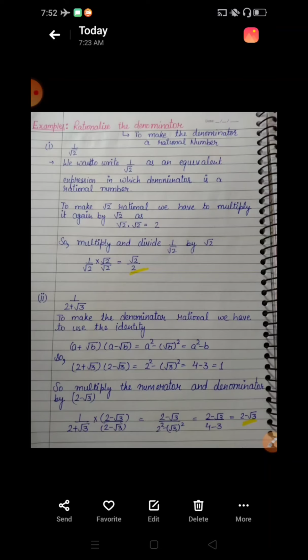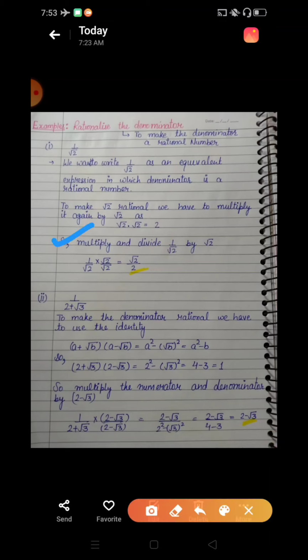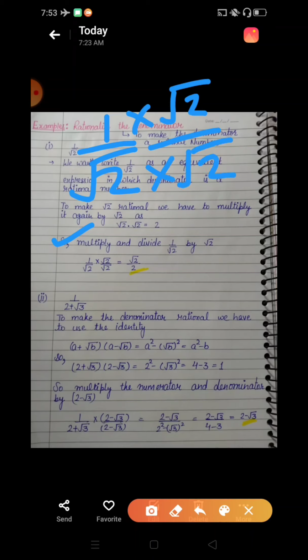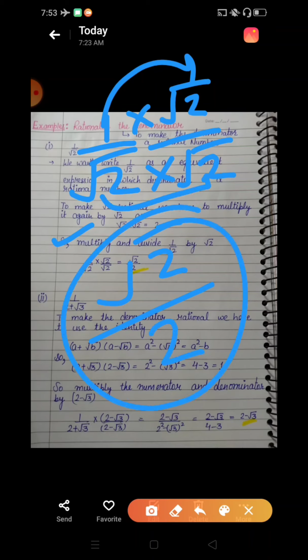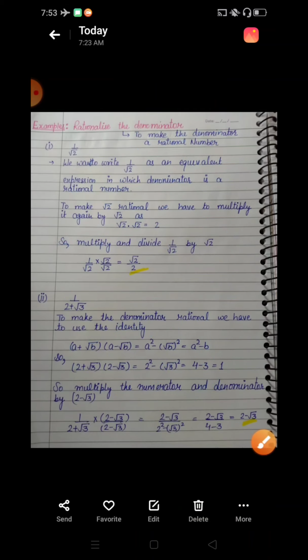and if you are multiplying the denominator, you have to multiply the numerator also. So what will we do? We will multiply and divide 1 by root 2 by root 2. That means 1 by root 2, multiply the numerator and multiply the denominator: 1 times root 2 is root 2, and root 2 times root 2 will become 2. So here the denominator will become rational. This is known as rationalizing the denominator. This is your first example.